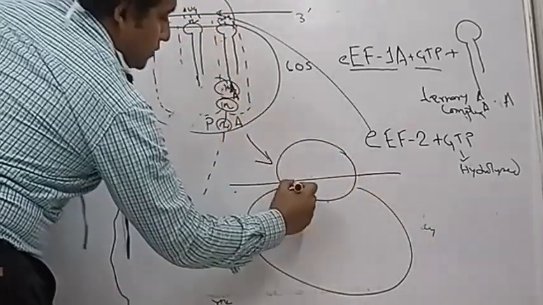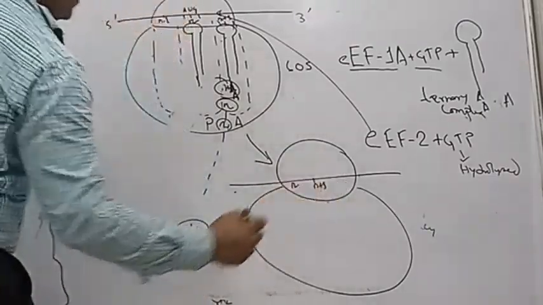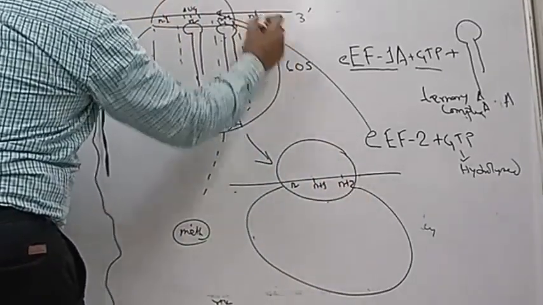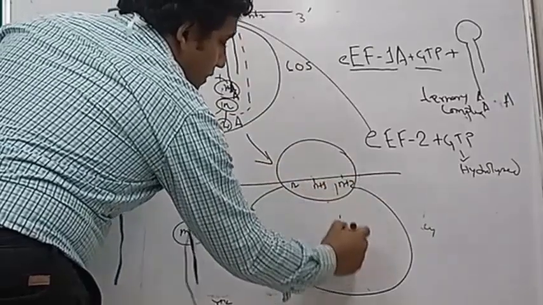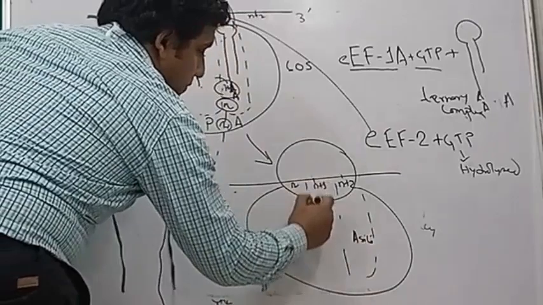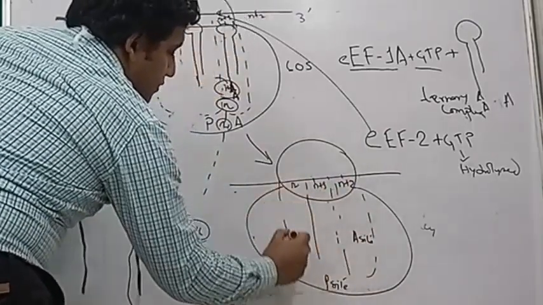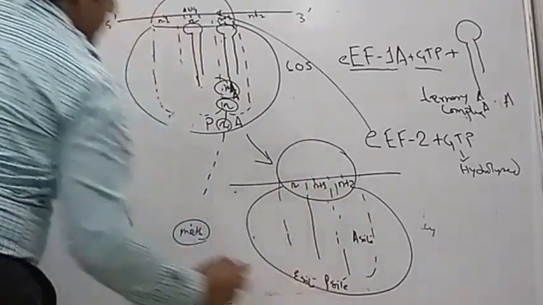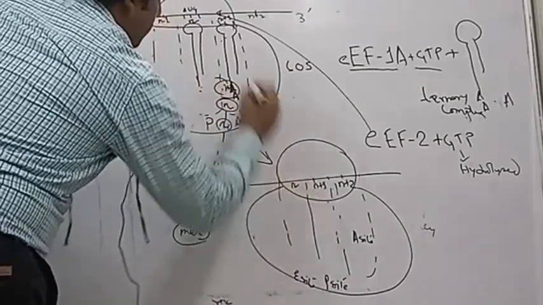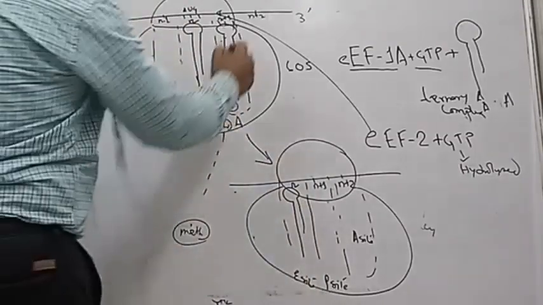So this N is going to go to this, N+1 is going to be there, and this is N+2, which was here, right? So this was my A site, this is my P site, and this is my E site. Now you see the uncharged tRNA is going to get itself attached here, right?